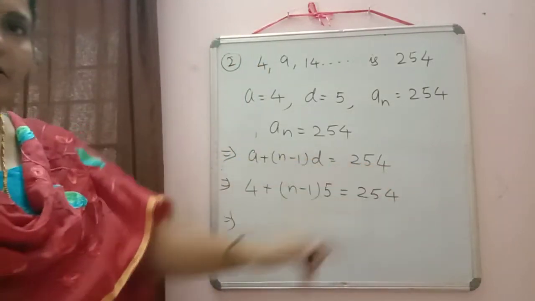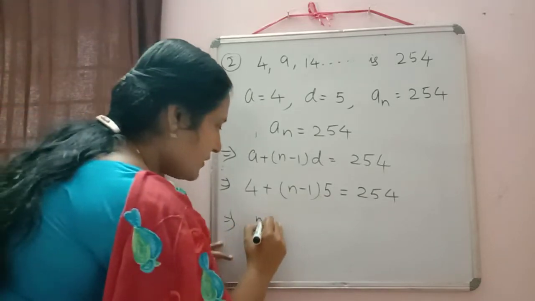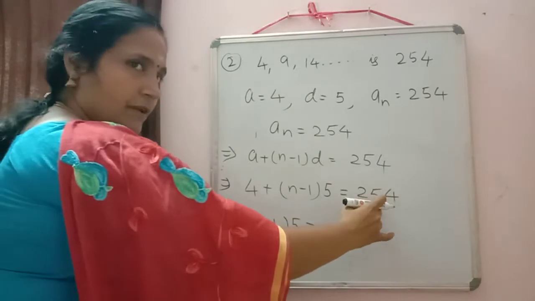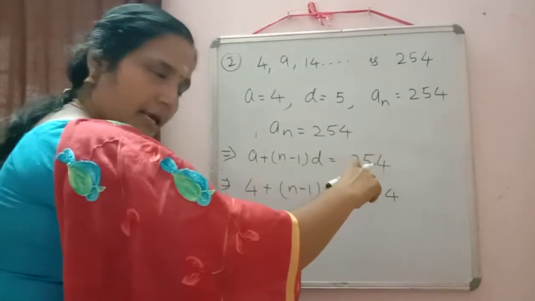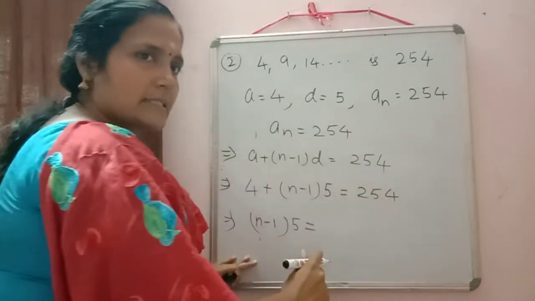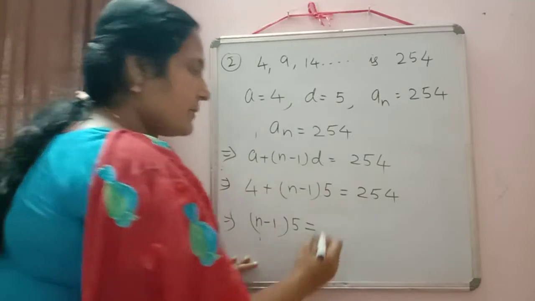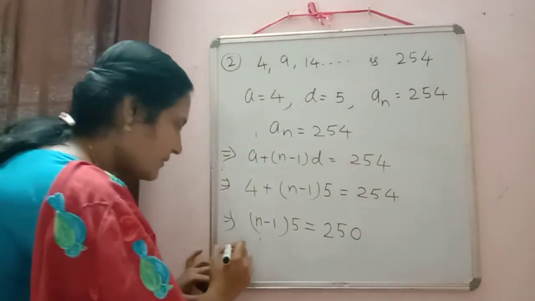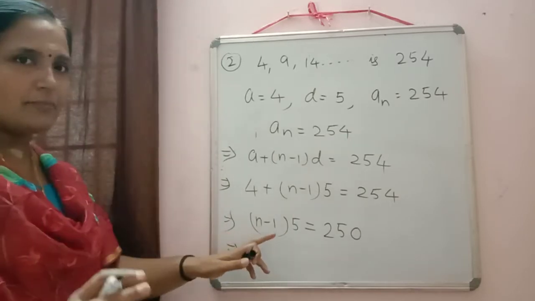4 we can shift to right hand side. So it will be n minus 1 into 5 is equal to 254 minus 4. 254 minus 4 will be equal to 250. After that I explained you two methods there.